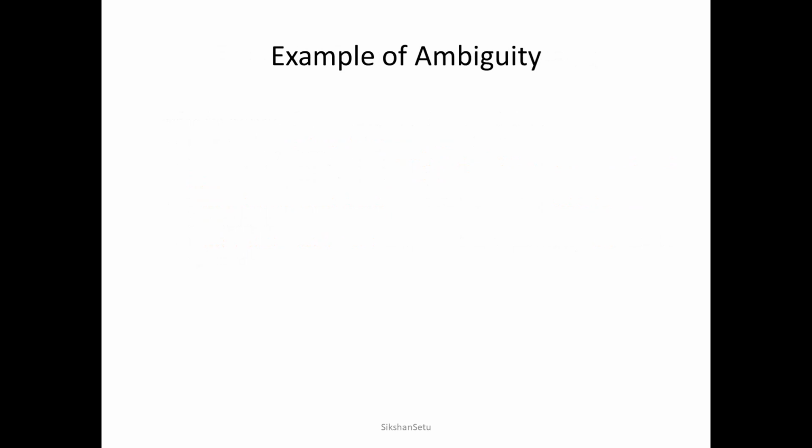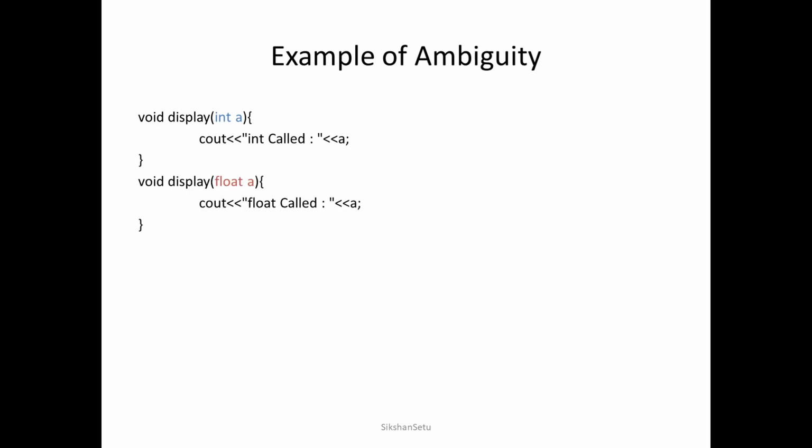Now we try to understand the concept of ambiguity here. First of all, we have a function named display with one integer argument, another function with the same name with one float argument, and another function with the same name, display, with double as an argument. So in total we have three functions. We have overloaded the display function here with integer, float and double arguments.